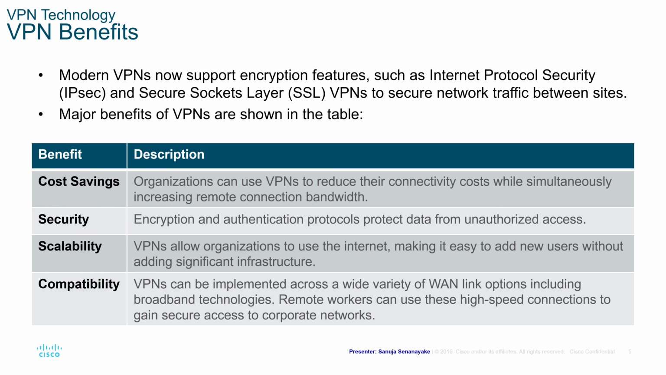The next one is the compatibility. VPNs can be implemented across a wide variety of WAN link options, including broadband technologies. Remote workers can use these high-speed connections to gain secure access to corporate networks. So if you have workers with broadband internet, such as Ethernet or cable internet, it doesn't matter which service provider they go with or what kind of packages they have. As long as there is enough bandwidth available for your company's needs, your remote worker can access your company's network using the VPN, and hence it is compatible with almost anything.